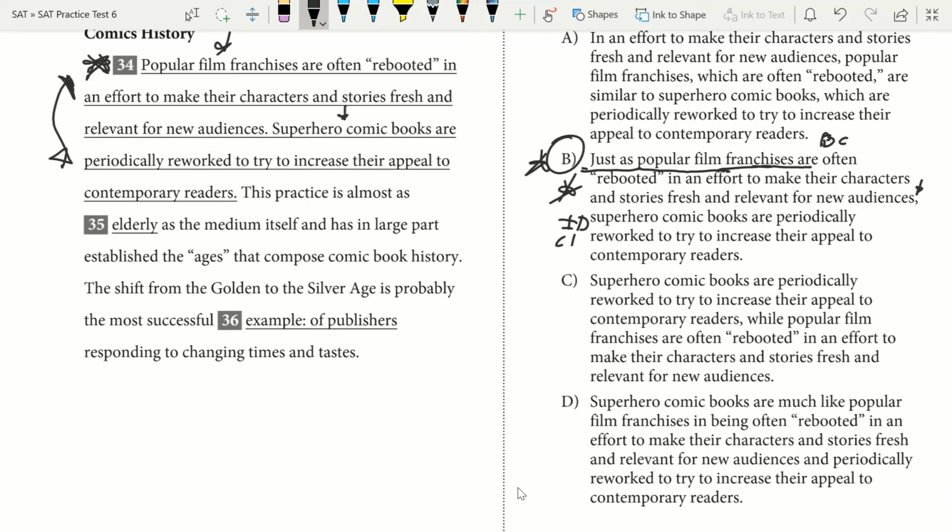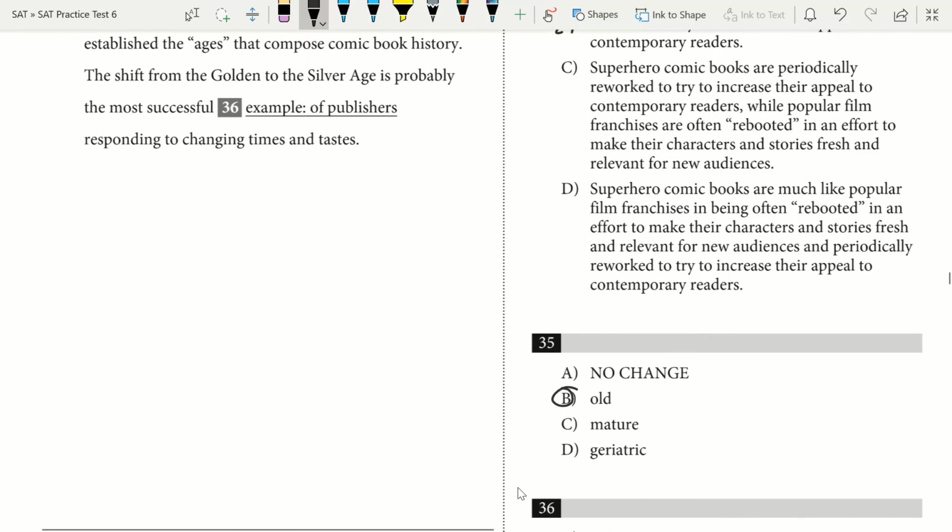So now we have this practice is almost as elderly as the medium itself. Well, we're not going to say the practice is elderly, right? Because that's not idiomatic. We wouldn't naturally put that in while we're writing. We would say this practice is almost as old as the medium itself. We would use elderly if we were describing someone. We're not going to use it here to describe the practice, right? We're going to use old for that.